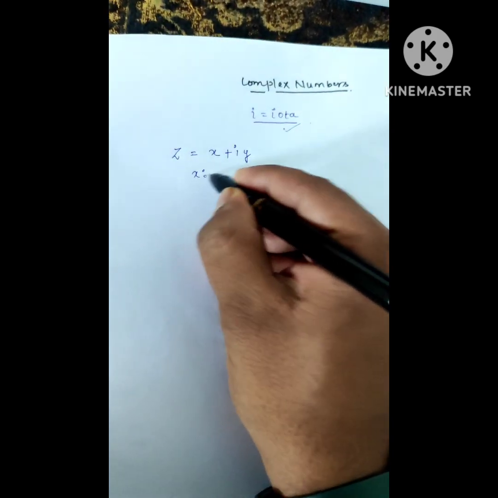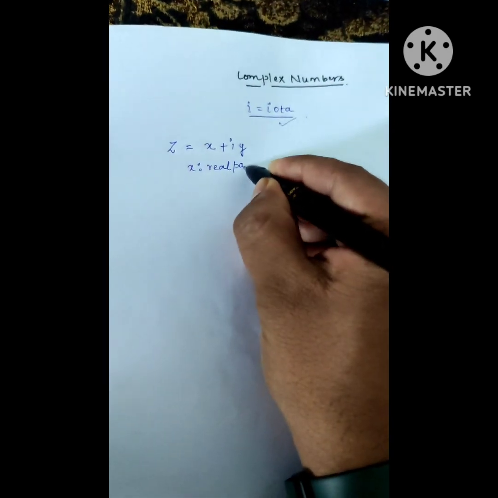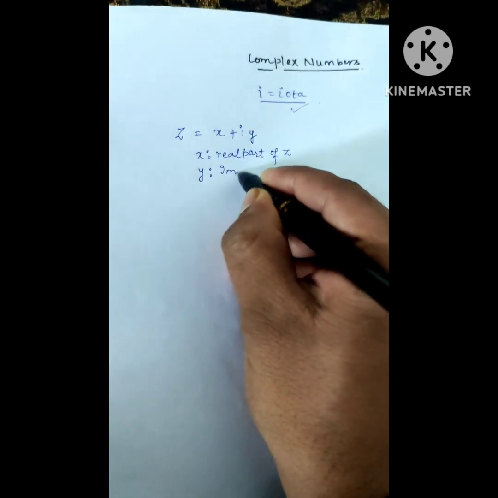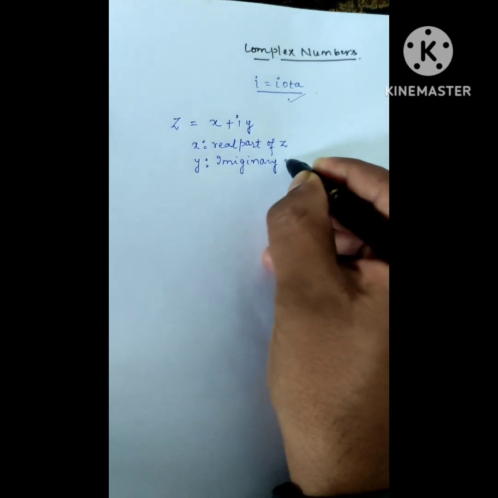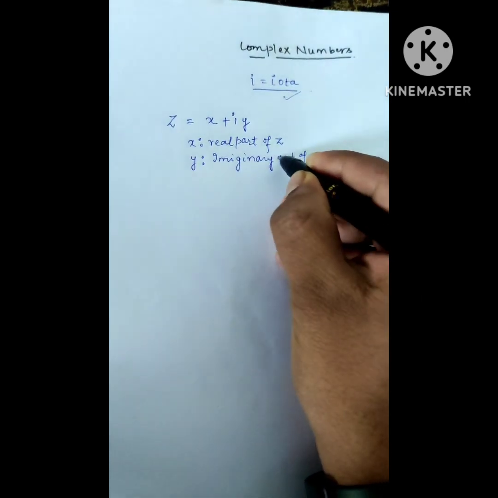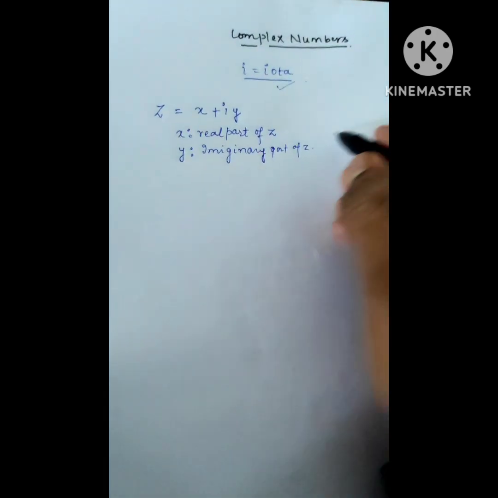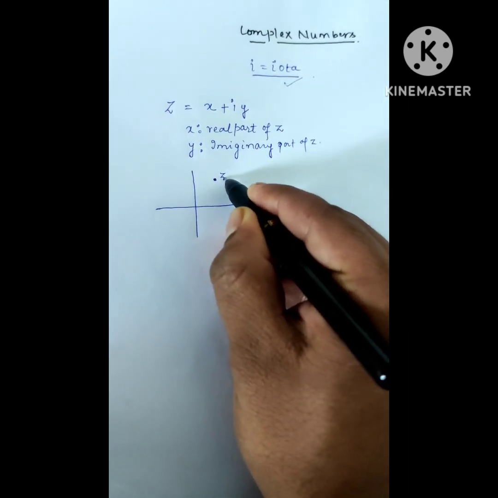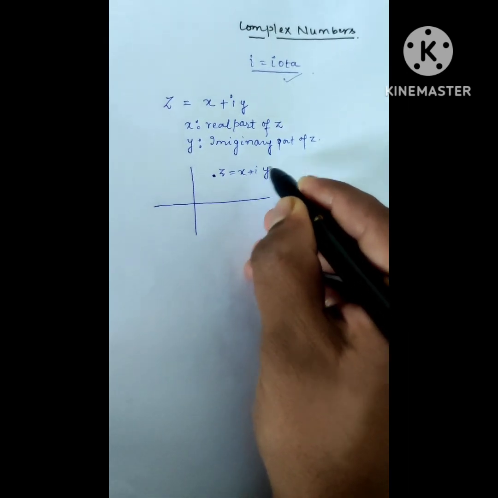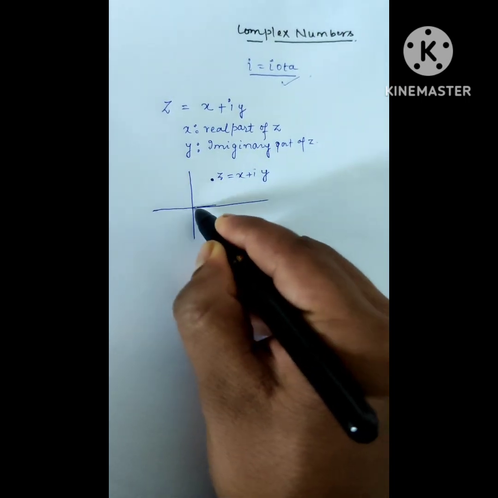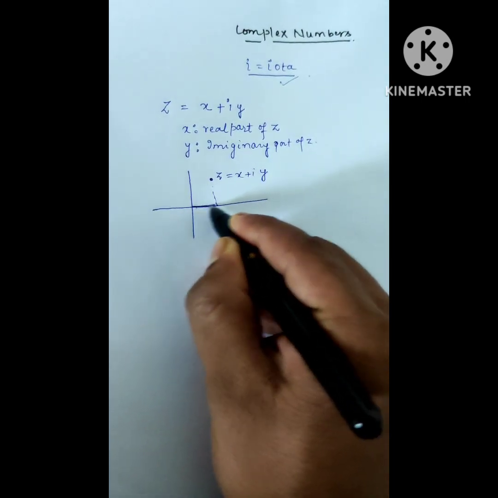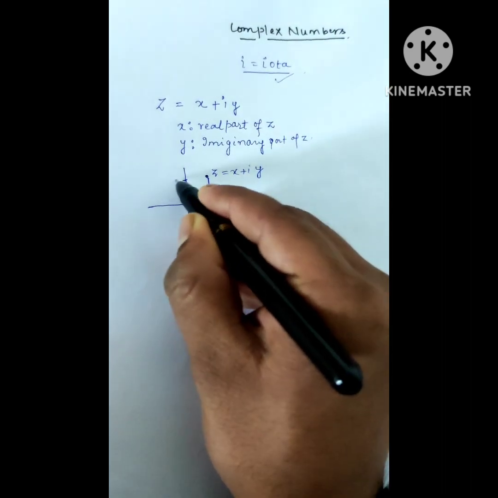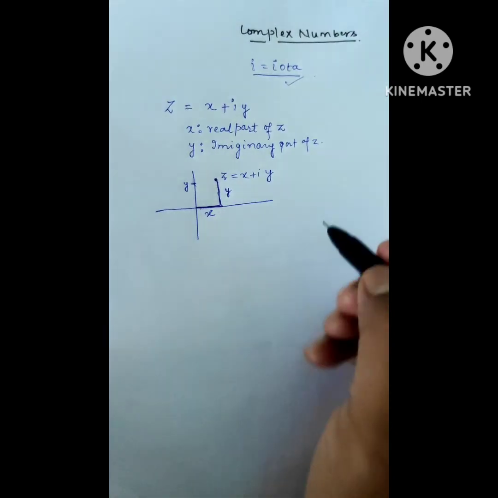Here x is the real part of Z and y is the imaginary part of Z. If you look here, for the complex number Z equal to x plus iy, this distance is x and this distance is y. Means here we will get y. This is a complex number.